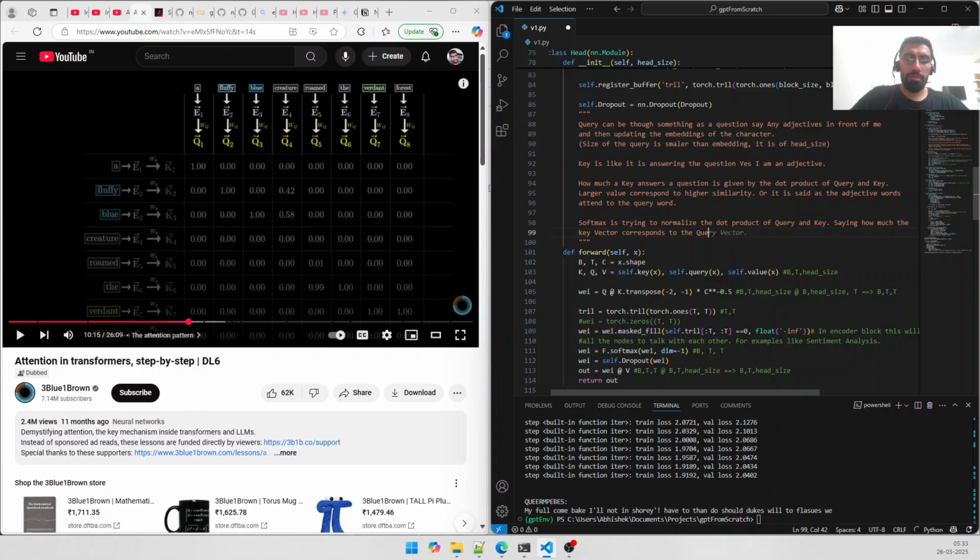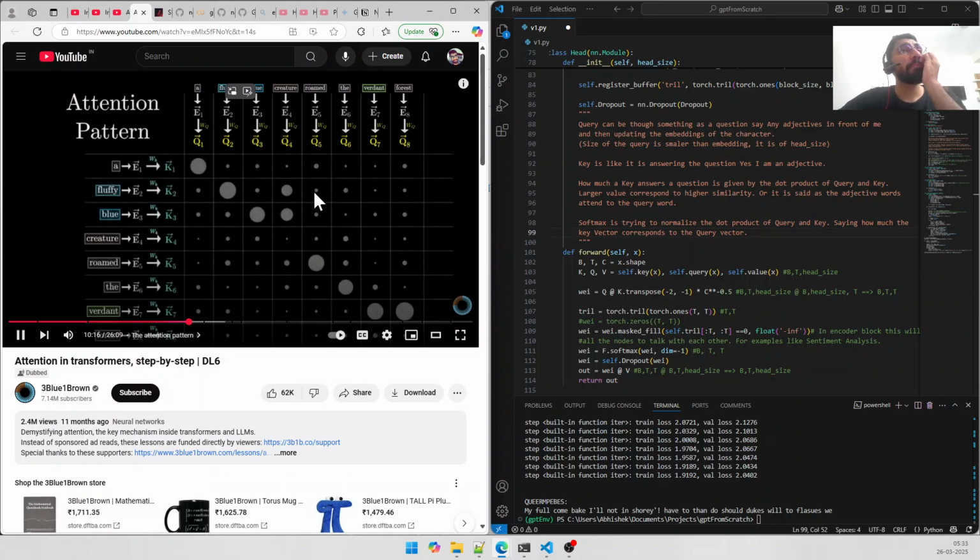Blue is like the question that we are asking, and these values are corresponding to or answering that question. Here we are looking in terms of the adjective, that is one of the heads. We call this grid an attention pattern.